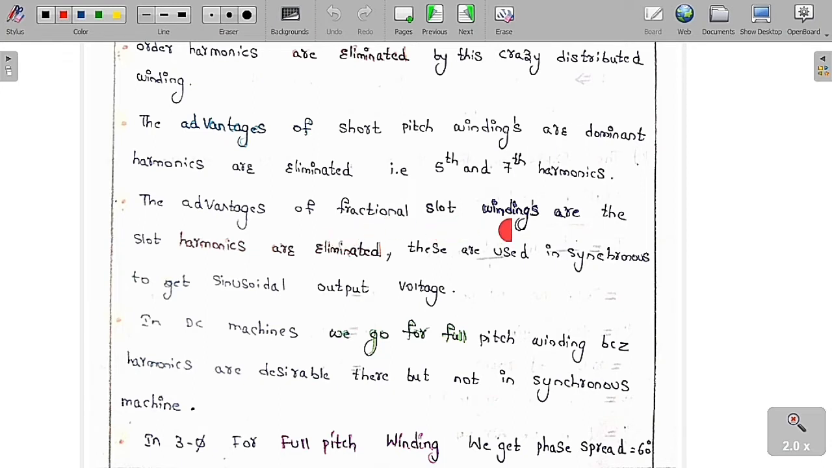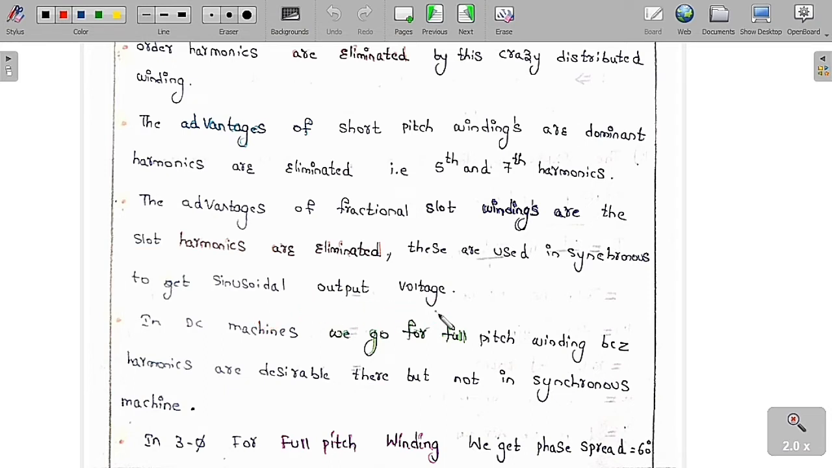The advantages of the fractional slot windings are that the slot harmonics are eliminated. These are used in synchronous machines to get a sinusoidal output voltage.